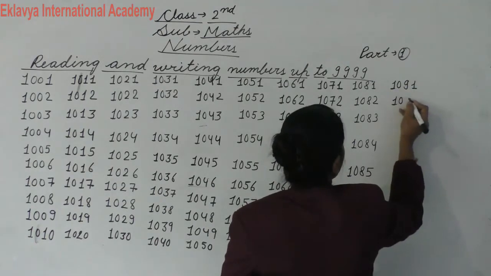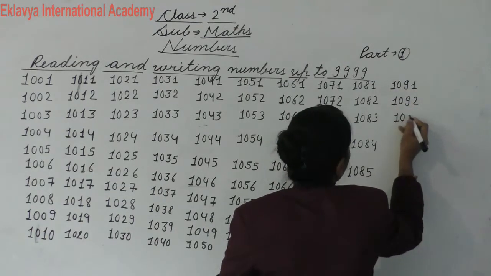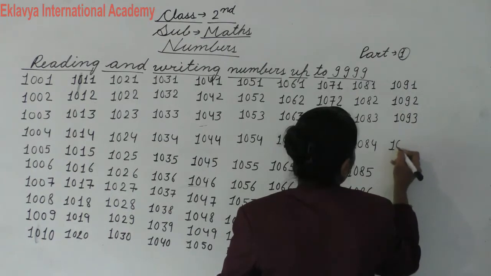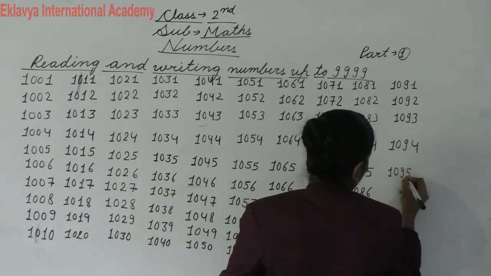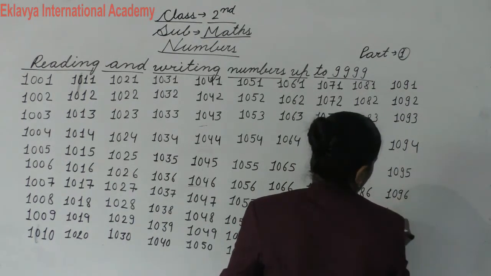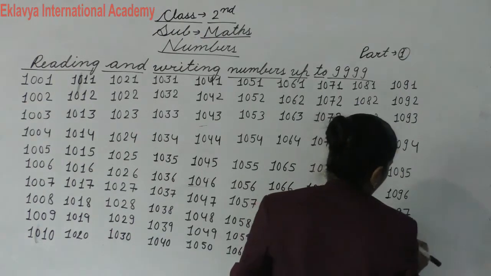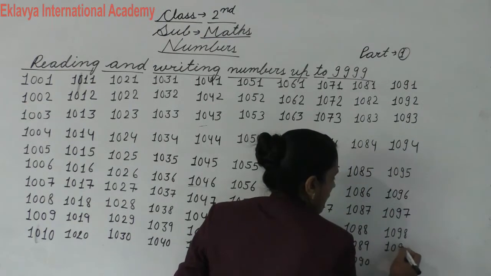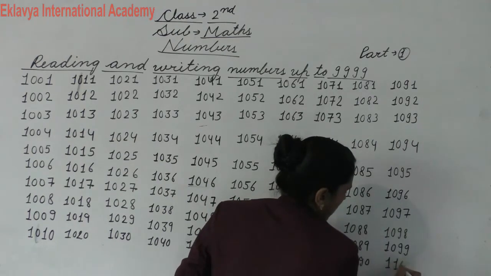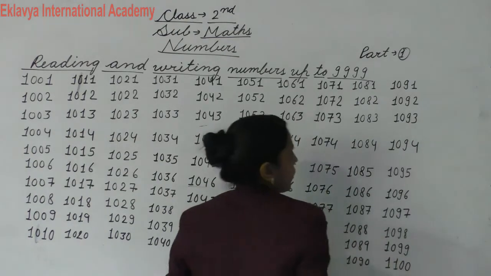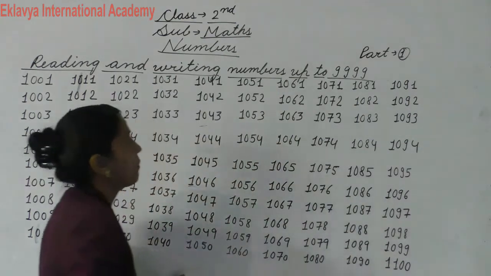1091, 1092, 1093, 1094, 1095, 1096, 1097, 1098, 1099, and now 1100. Okay, 1100. Yes beta.